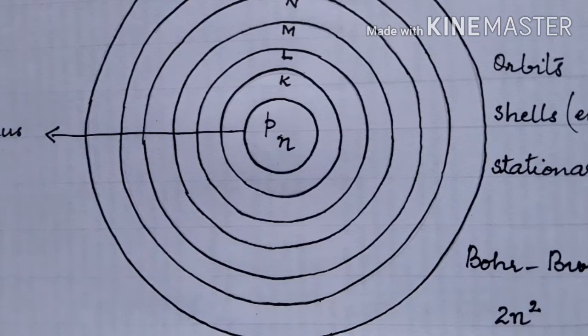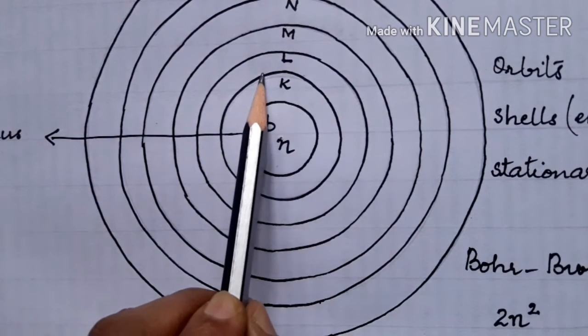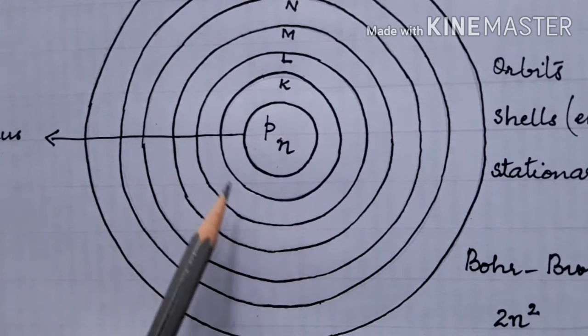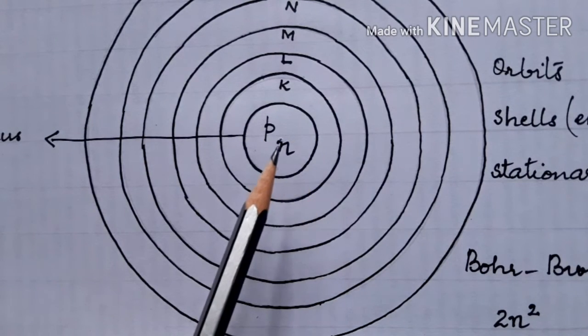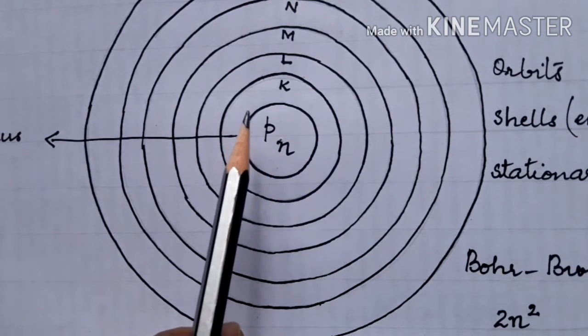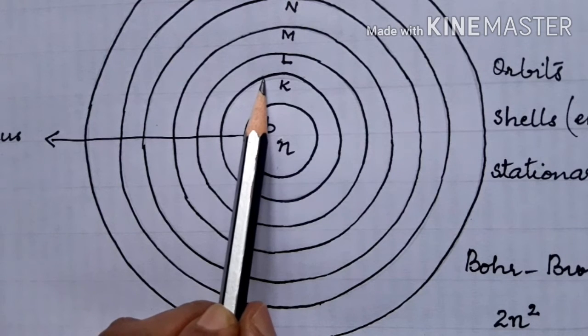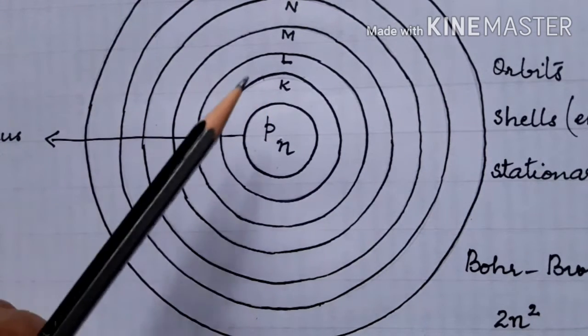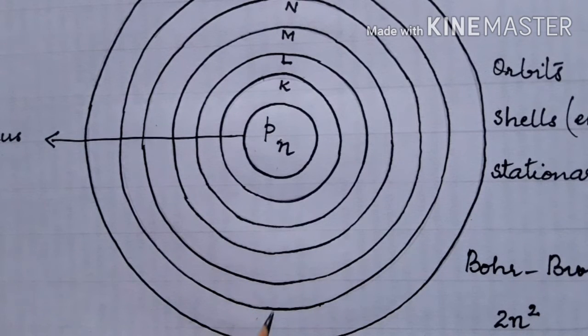Now that you have understood the Bohr model of atom, now we will see what happens to an electron when it absorbs some amount of energy. Suppose an electron is present in the K shell. As long as it moves in the K shell, there is no energy change for the electron. But as soon as it absorbs some energy, it jumps to the higher levels. Then we say that the electron gets excited.